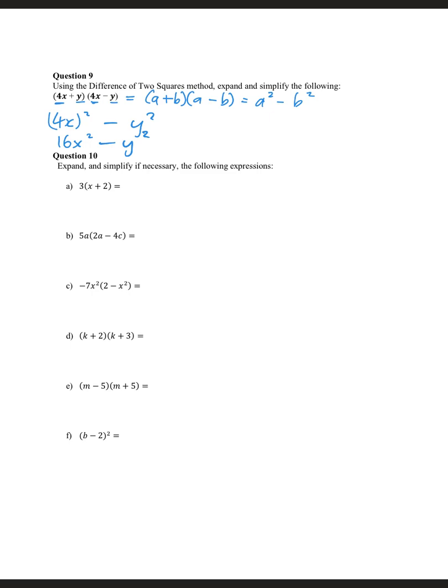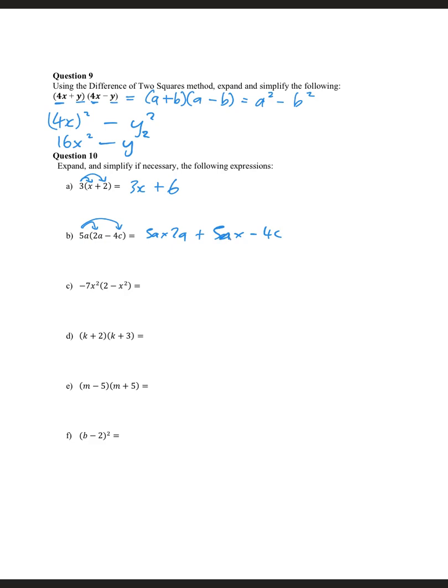Question 10, expand and simplify if necessary the following expressions. So I was not telling you how to expand it. This is distributive law. 3 times by x, 3 times by 2. It's going to be 3x plus 3 times by 2 is 6. Distributive law again. 5a times by 2a plus 5a times by negative 4c. You're going to have 5a times by 2a plus 5a times by negative 4c.